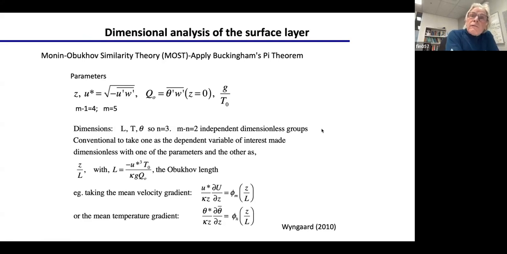And it's conventional to say one of these is the dependent variable of interest, made dimensionless with one of the other parameters, and take the other as this dimensionless group, the height divided by the Obukhov length. And so this parameter z upon L appears ubiquitously in Monin-Obukhov similarity theory. So we can make the mean velocity gradient and the temperature gradient dimensionless with these scales. So du/dz multiplied by kz upon u star is a function only of this dimensionless parameter phi m of z upon L. And the same with the temperature gradient: kz upon theta star times d theta/dz is a function only of phi h of z upon L.